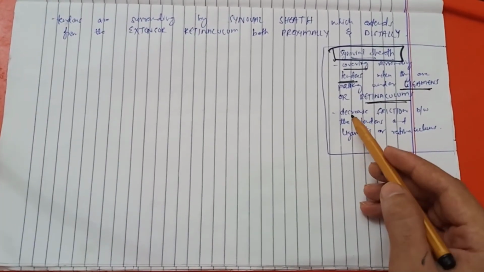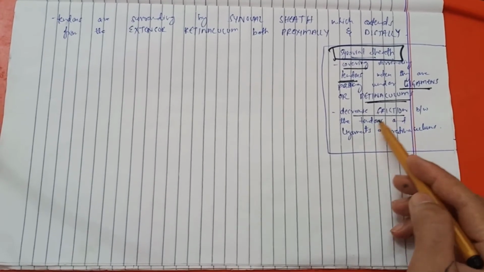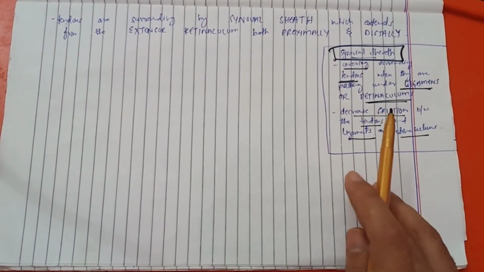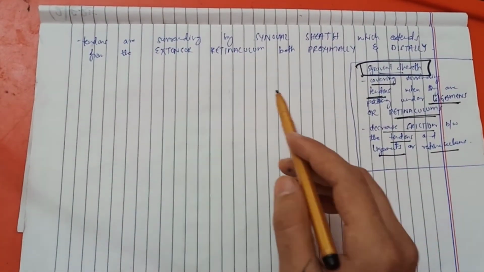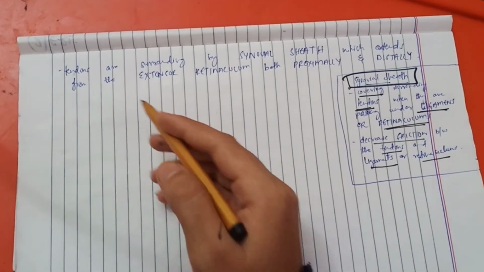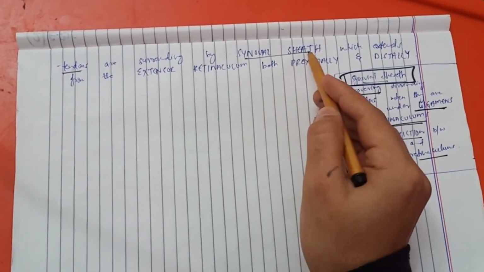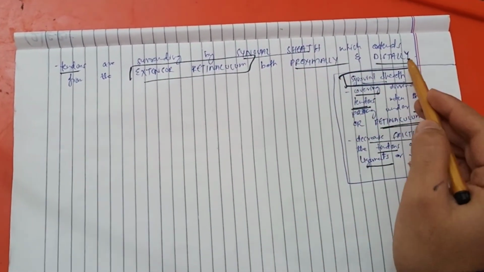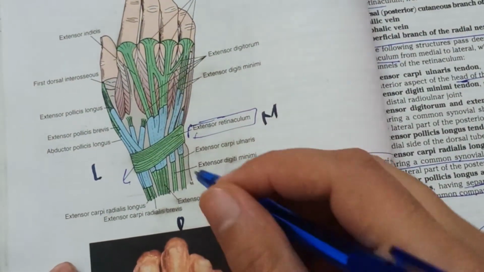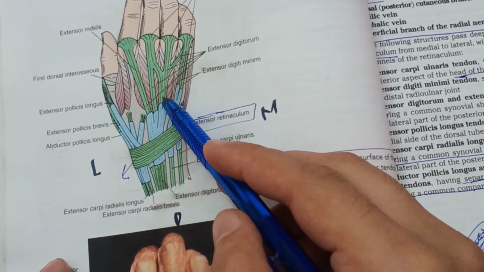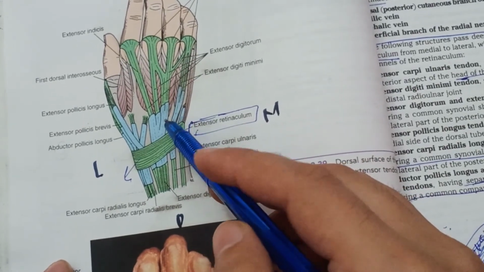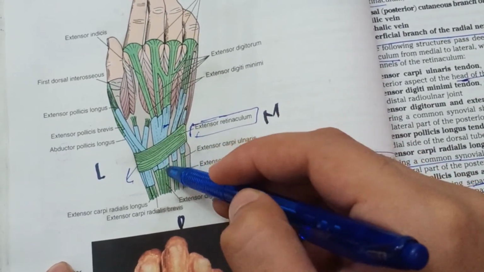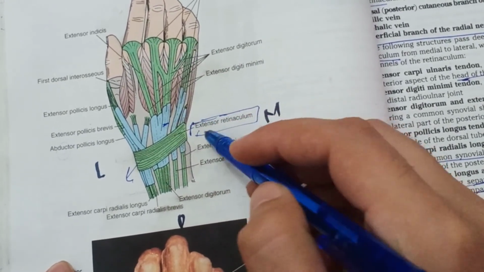What are the functions? The function of the synovial sheath is that it decreases the friction between the tendons and the ligaments or the retinaculums under which they are present. And the tendons are surrounded by the synovial sheath, which extends from the extensor retinaculum both proximally and distally. So now here we can see in the diagram that the extensor tendons are surrounded by the synovial sheath. This is the synovial sheath, which extends proximally and distally from the extensor retinaculum.